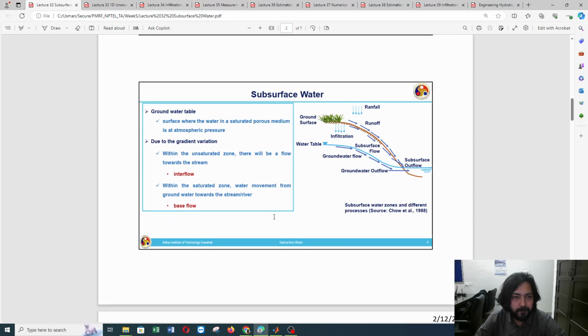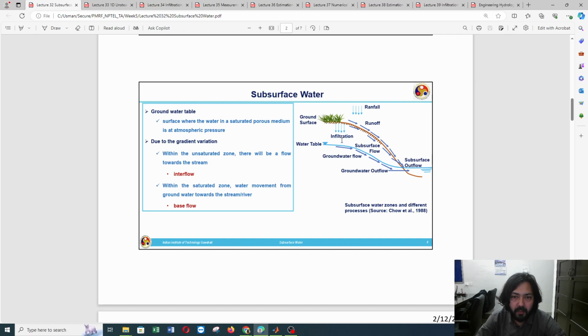Now look at this groundwater table. What effect does it have? Usually when water starts infiltrating from the ground surface, the first zone it covers is called subsurface flow, and that zone is called the unsaturated zone. So we already know what the unsaturated zone is now. The zone below the ground surface and above the water table is called the unsaturated zone, and the water flowing in this zone is known as interflow. So interflow is the water flowing in the unsaturated zone, that is between the ground surface and the water table.